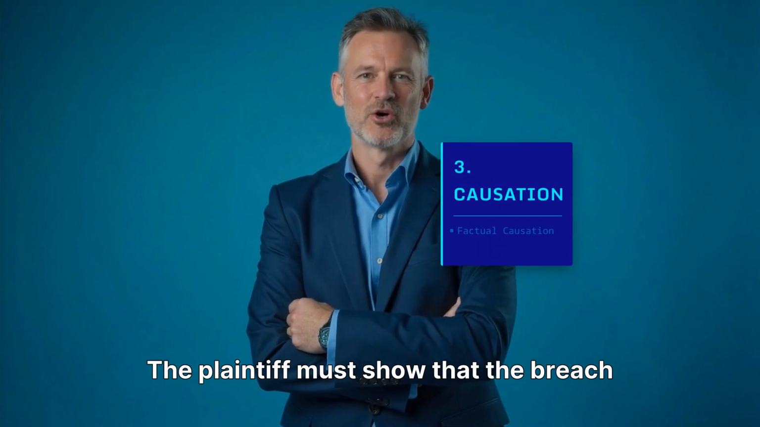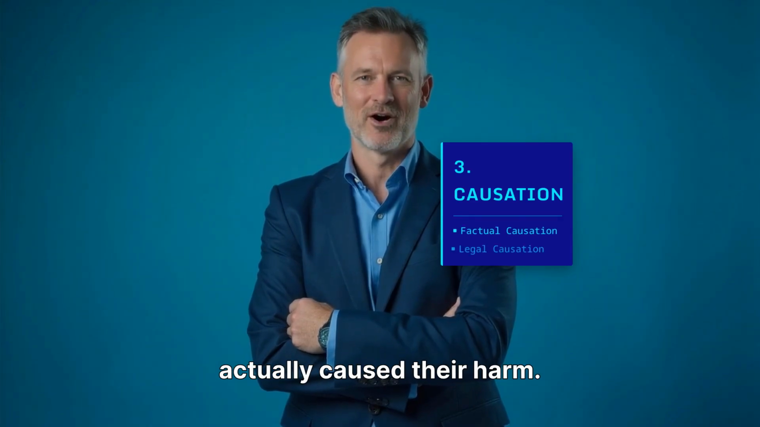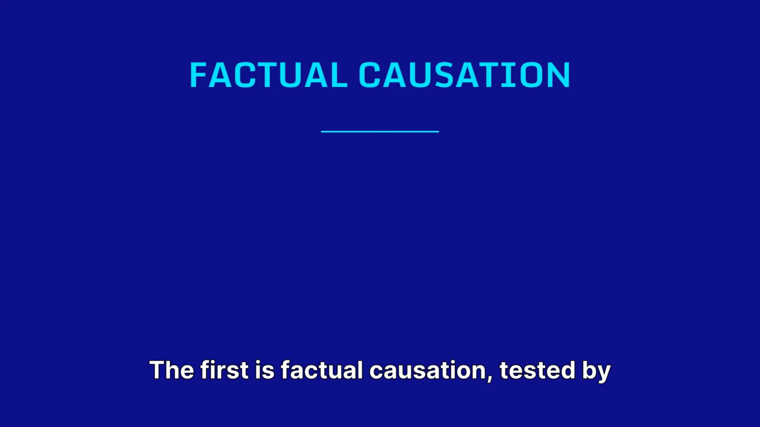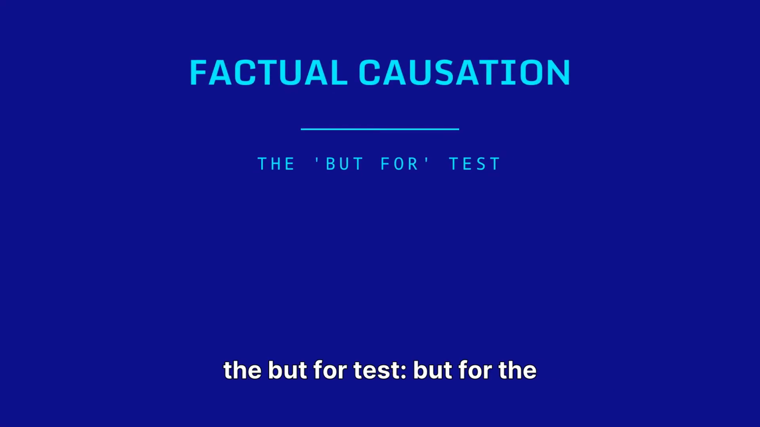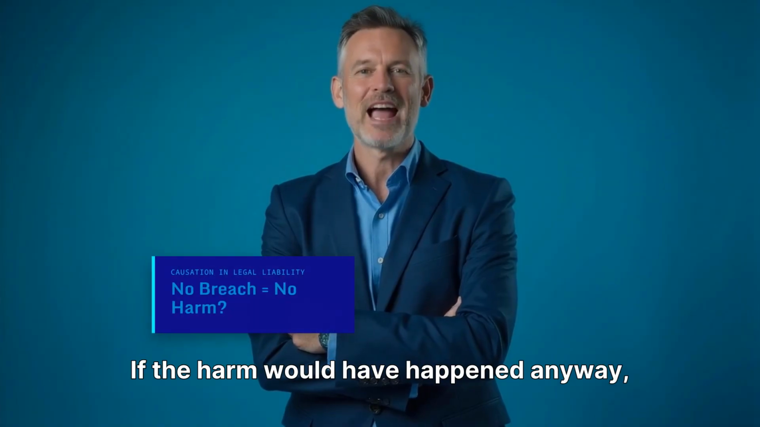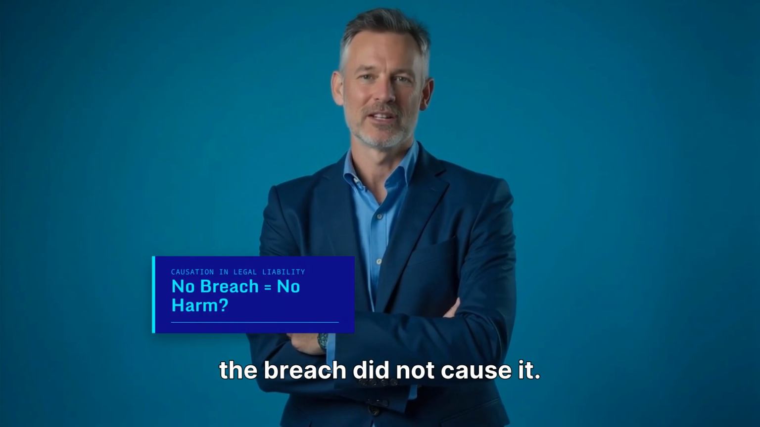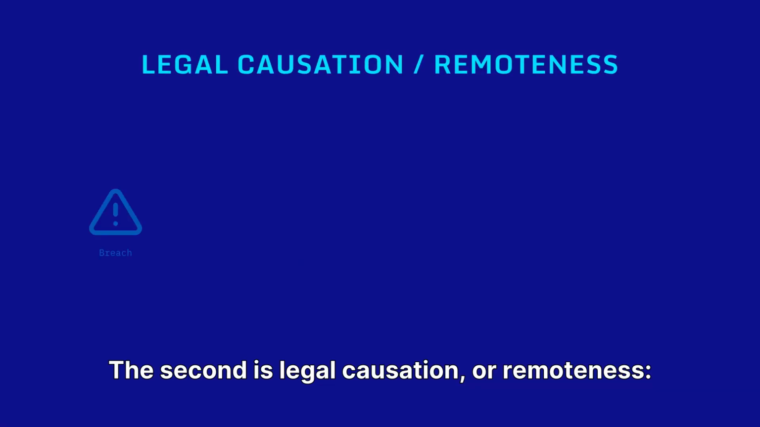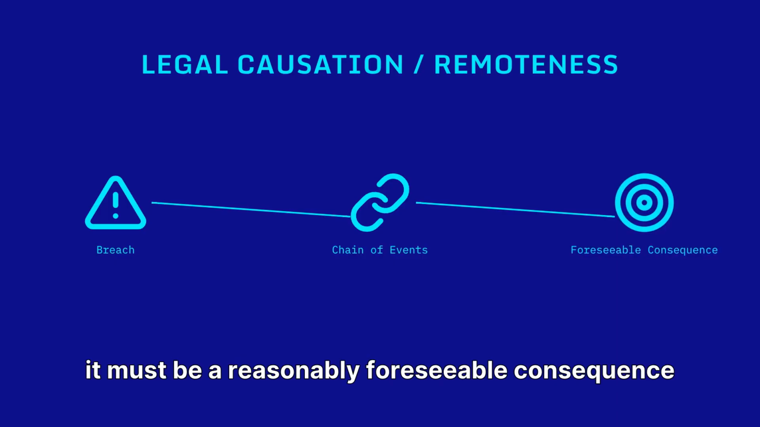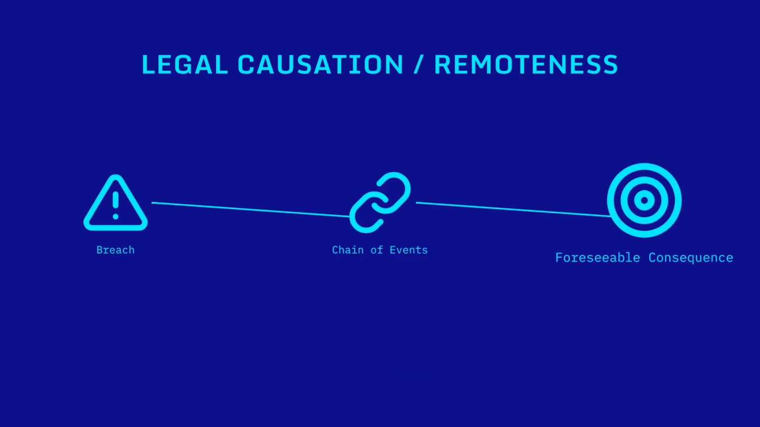The third element is causation. The plaintiff must show that the breach actually caused their harm. Causation has two parts. The first is factual causation, tested by the but-for test. But for the defendant's breach, would the harm have occurred? If the harm would have happened anyway, the breach did not cause it. The second is legal causation, or remoteness. The harm must not be too remote. It must be a reasonably foreseeable consequence of the breach.